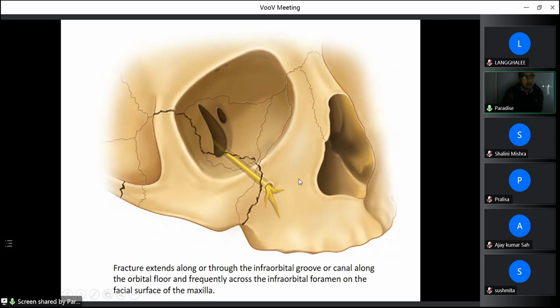Whenever you give an infraorbital nerve block, the patient also feels numbness over the lip, lateral wall of the nose, as well as the lower eyelid. It is because you are anesthetizing the terminal branches of the infraorbital nerve as well.